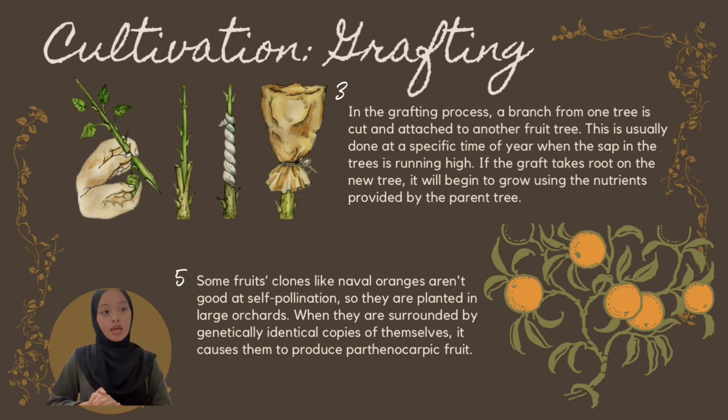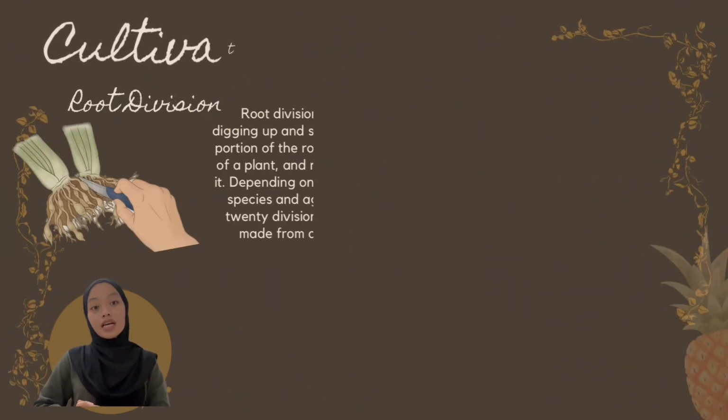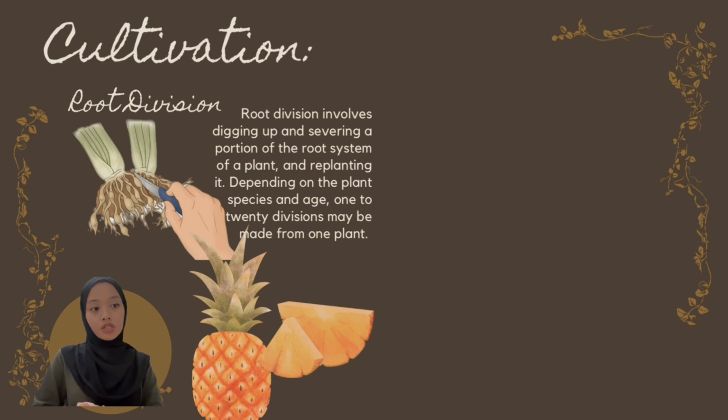Some fruit clones, like navel oranges, aren't good at self-pollination, so they are planted in large orchards. When they are surrounded by genetically identical copies of themselves, this causes them to produce parthenocarpic fruit. Another cultivation technique is root division. It involves digging up and severing a portion of the root system of a plant and replanting it.